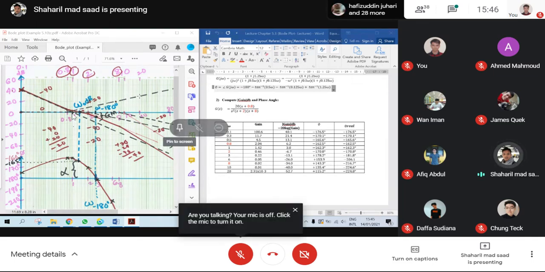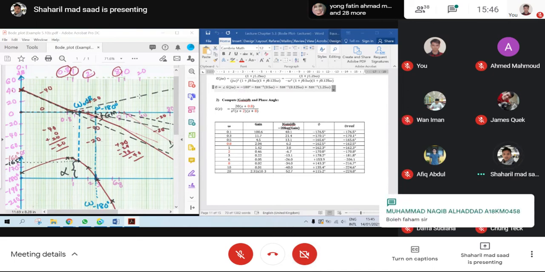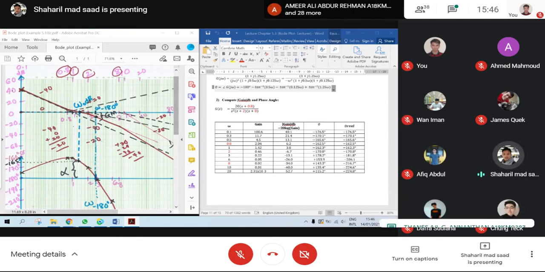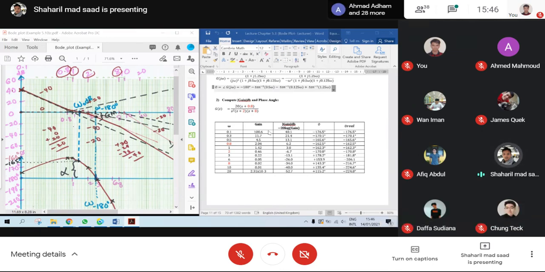Guys, faham tak faham ni? Do you understand? Okay. So that means senang kan? So you don't need to draw the asymptote, draw this one. No need. So you just plot straight away. You will get the same value, 40.1 here. Yeah, this is your first point.